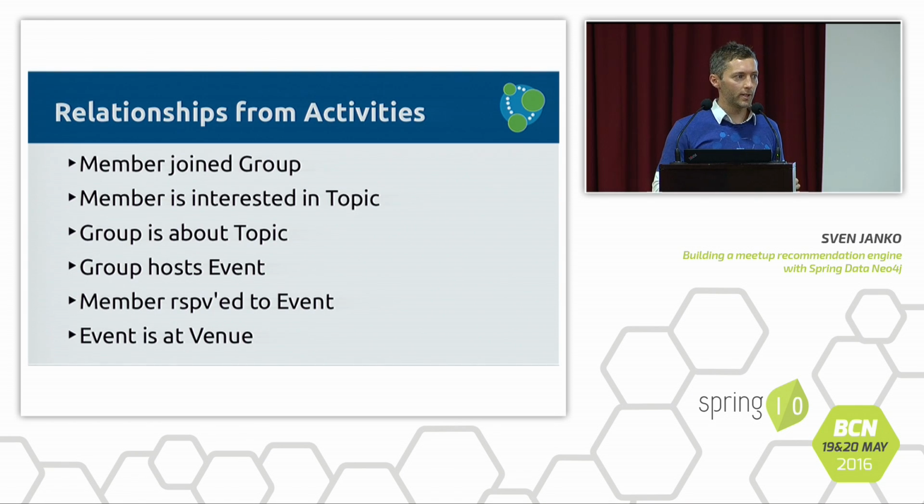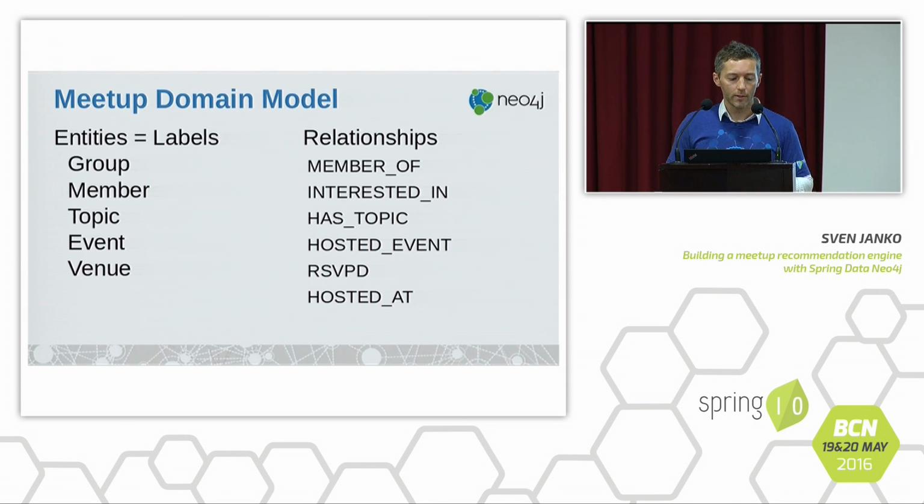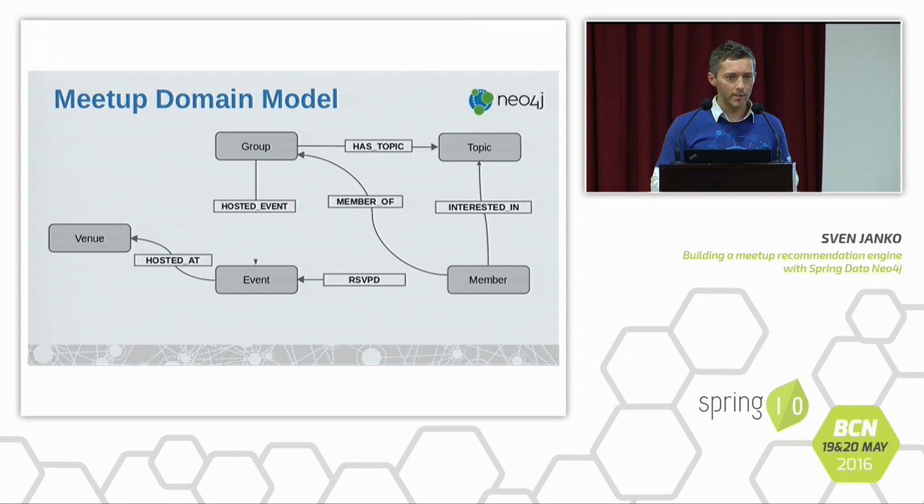So these are our entities or our nodes. And then we have the activities, as I said, which then map to our relationships. So that could be a member is joining a group, a member is interested in a topic, or a group is about a topic, and one or two others, like you can see here. So this is actually our meetup domain model. We have on the one hand our entities, which are our labels, in fact, in the database, and we have our relationships. So let's see how this looks like in a graph model.